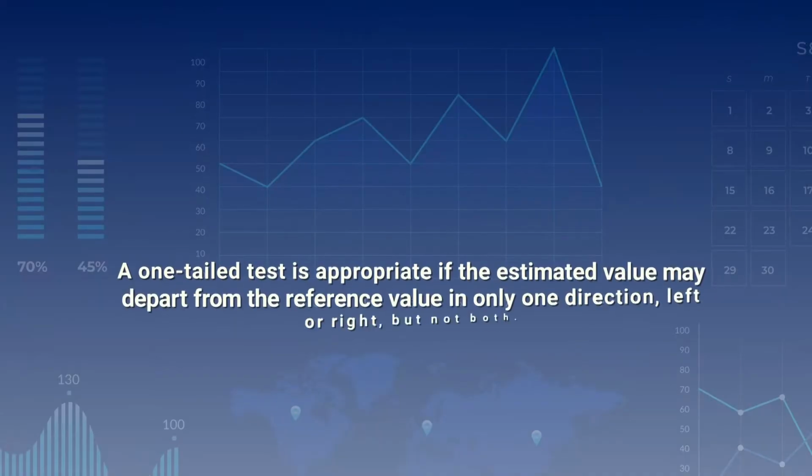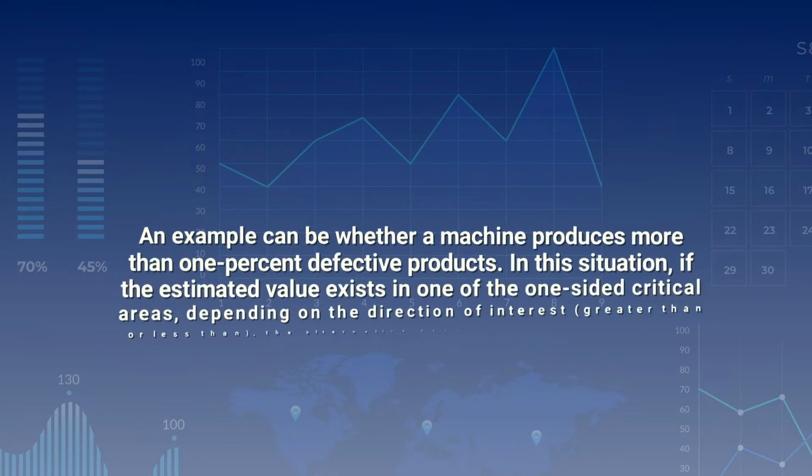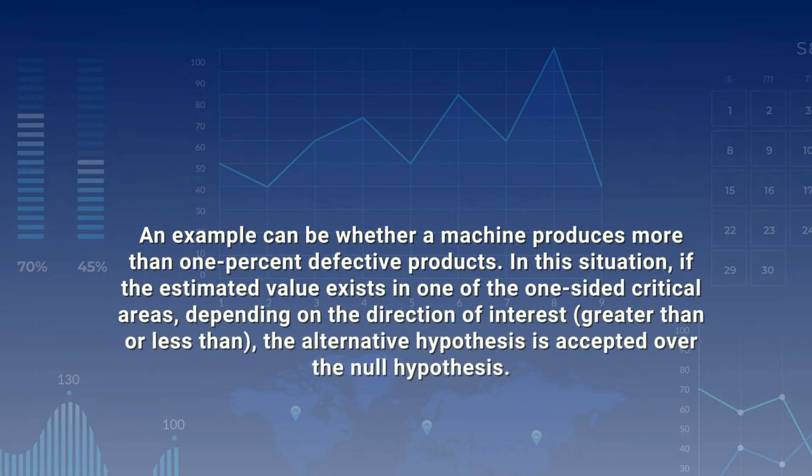A one-tailed test is appropriate if the estimated value may depart from the reference value in only one direction, left or right, but not both. An example can be whether a machine produces more than 1% defective products. In this situation, if the estimated value exists in one of the one-sided critical areas, depending on the direction of interest, greater than or less than, the alternative hypothesis is accepted over the null hypothesis.